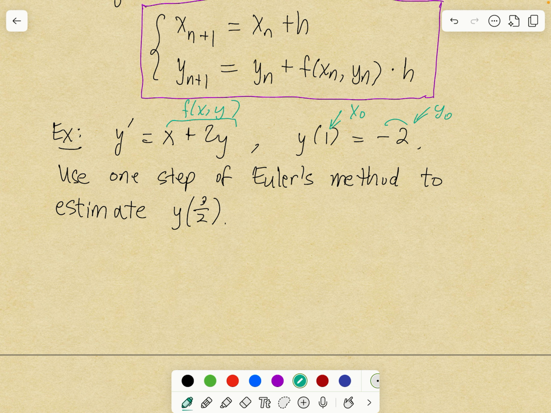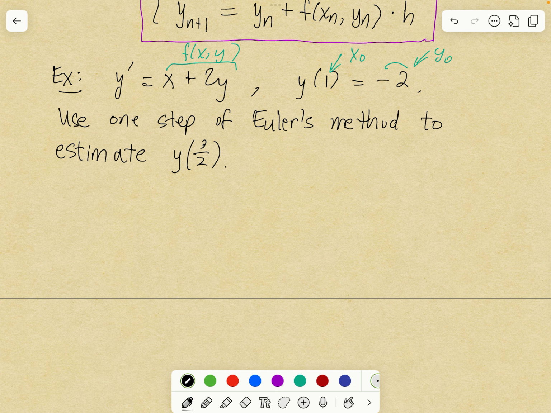Okay, and we're trying to estimate y of 3 over 2. So the first step, before you even do anything, is to figure out what the step size is. So what is the step size? Well, let's think about it. We're given our initial value x0 is 1. Okay, that's our initial x value. And where we're trying to end up is when x is 3 over 2, because we're trying to estimate what you get when x is 3 over 2. So our starting x value is x0 is 1, and our ending value is 3 over 2.